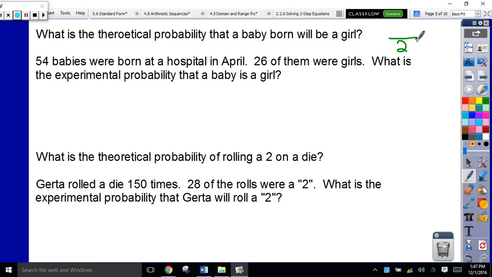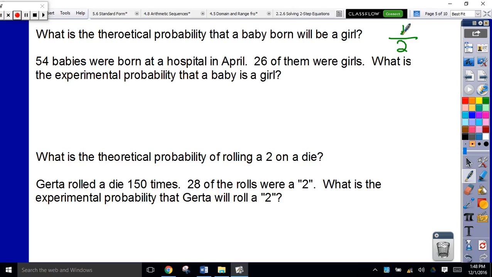Out of those 2 outcomes, how many of the outcomes are favorable? How many are girl? Just out of the 2 possibilities, how many of them are the one we want? 1. Good. So the probability that any baby born will be a girl is 1 out of 2. It's a 50-50 chance, right? You're either going to have a boy or you're going to have a girl. Now let's take a look at some experimental data.